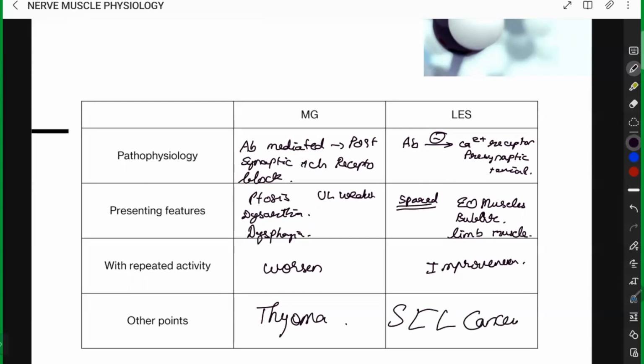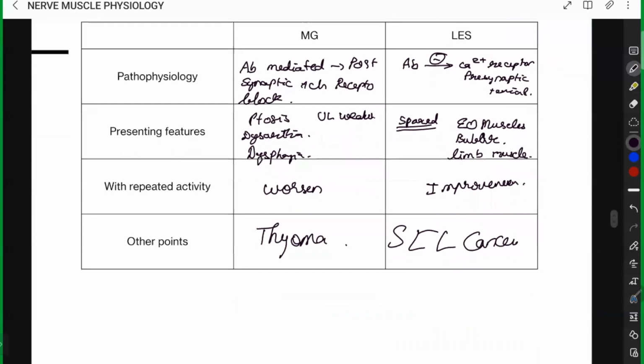Then what is the treatment here? Treatment here is going to be anticholinesterase drugs along with glucocorticoids, cyclosporin, azathioprine, rituximab. Whereas in Lambert-Eaton, you can give pyridostigmine and diaminopyridine. This diaminopyridine acts by blocking the potassium channel, which results in prolonged depolarization of motor nerve terminals, and this enhances the acetylcholine release.